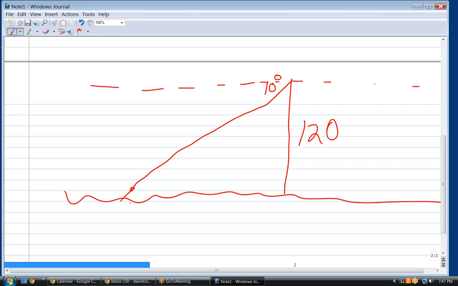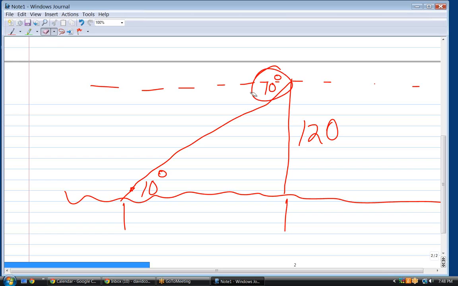It wants to know how far, so it's just that bottom line pretty much. This distance here? Yeah. What's this angle right here? That's 10 degrees. In other words, this dotted line is parallel to the water line. So we have two parallel lines and a transversal. This angle is equal to this angle.